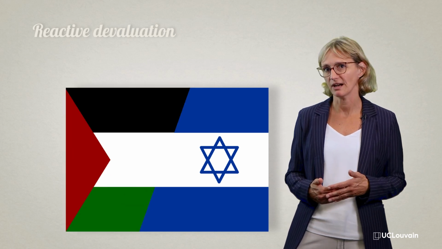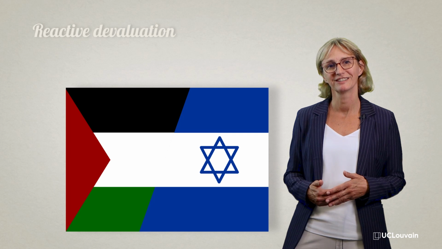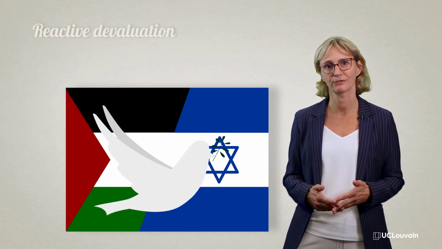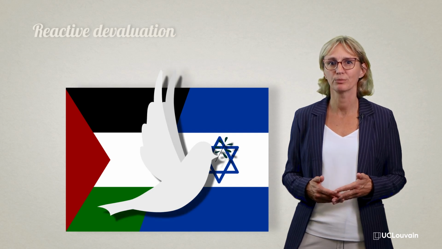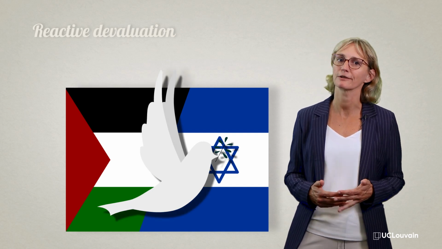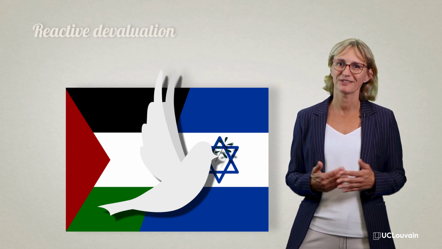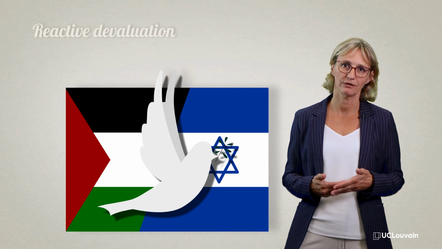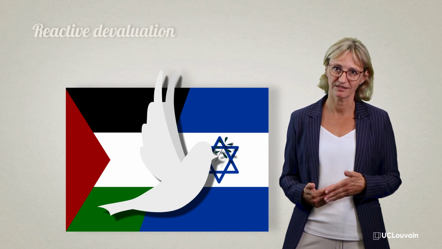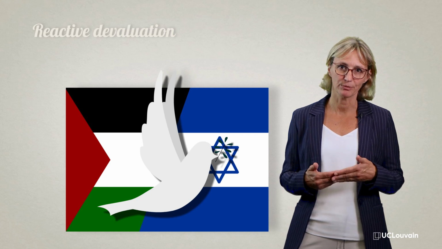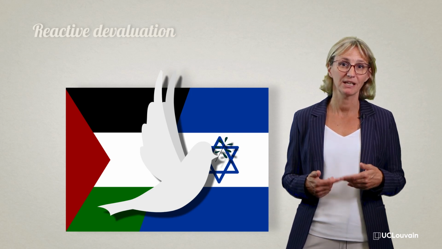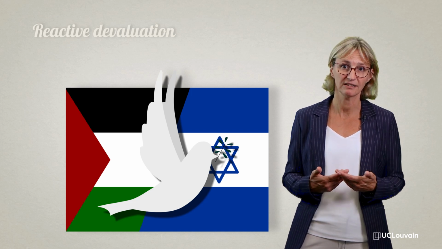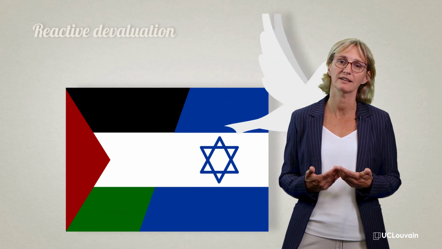Additional research by these authors shows, moreover, that reactive devaluation does not occur among neutral observers, people who are not supporters of either side in particular. These results suggest that reactive devaluation error has a motivational rather than a cognitive basis. People devalue proposals made by the other side because it suits them, it serves their interest, not because they are cognitively unable to objectively analyze the proposals.